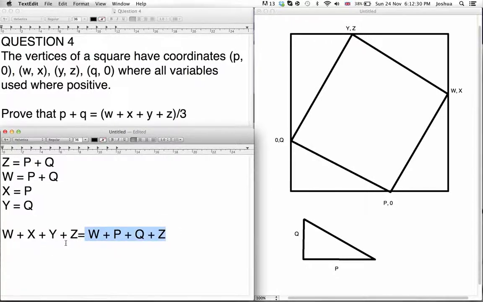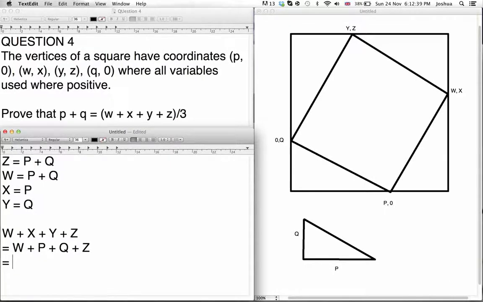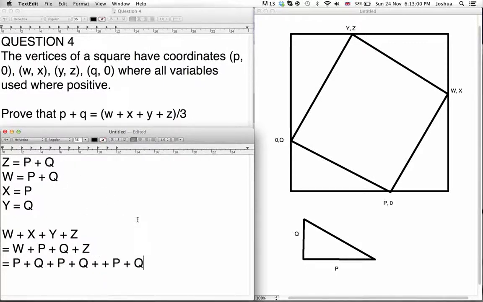What else can we say about this equation? We know that W is equal to P plus Q, so let's copy and paste it. We can keep these P and Q's. And we know Z is equal to P plus Q, so we can copy that and paste it.